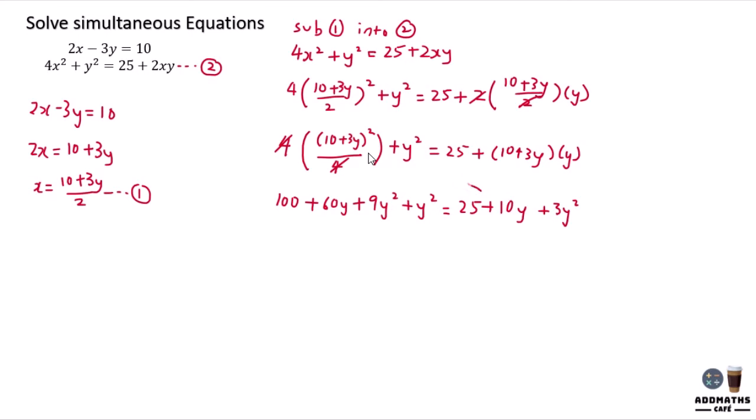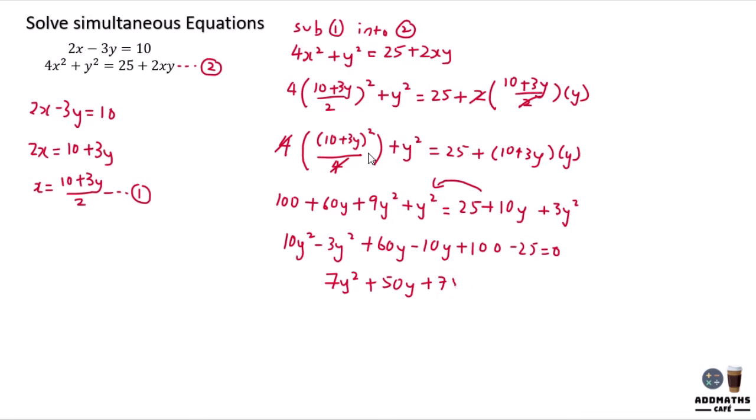So let's say I bring everything to the left hand side. I will have 9y squared plus y squared, you will get 10y squared, minus 3y squared over here, plus 60y minus 10y, plus 100 minus 25 equal to 0. So this part will give you 7y squared plus 50y plus 75 equal to 0. In this case, you have to factorize to get the answer.